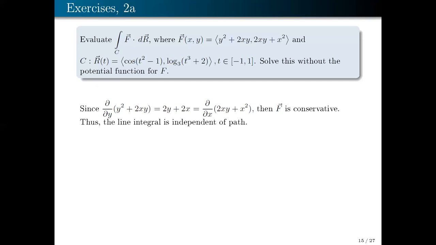All right. Next thing we want to do is to take note of the endpoints of C. When t is negative 1, the initial point will be 1 and log 3 of 1, that's 0.